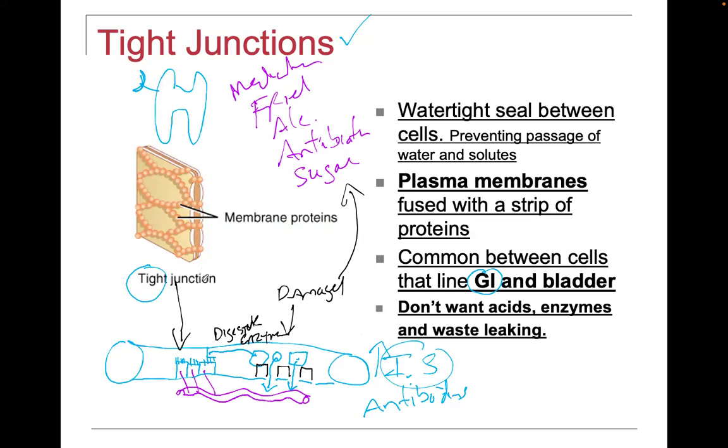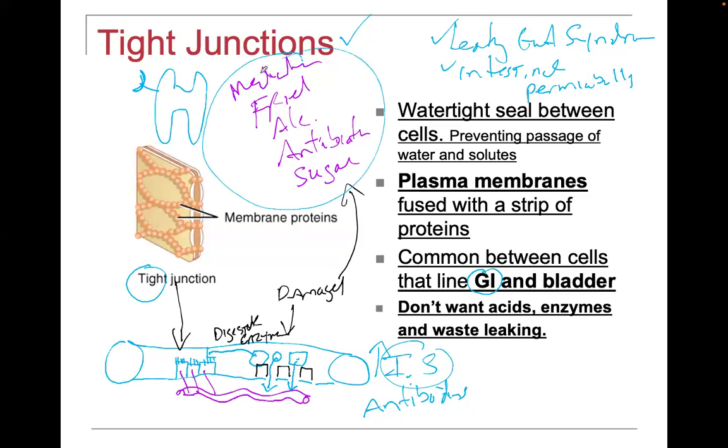So this is what we call leaky gut syndrome, or it's called intestinal permeability. Intestinal permeability and leaky gut syndrome are the same thing. It is a practical understanding of what happens when the tight junctions are damaged and weak by lifestyle and poor choices. Okay, so we need to have healthy tight junctions.